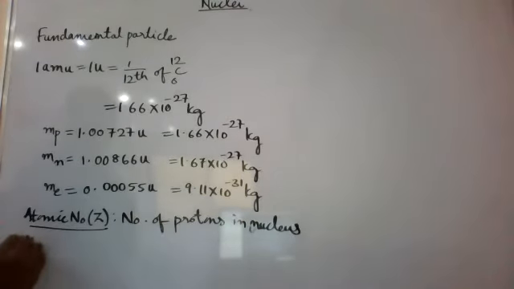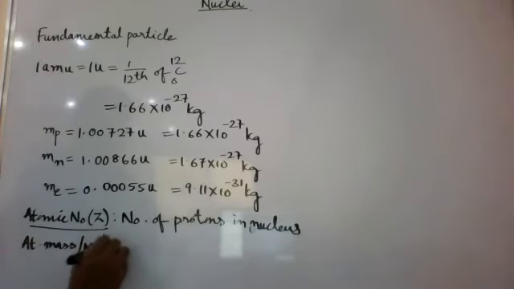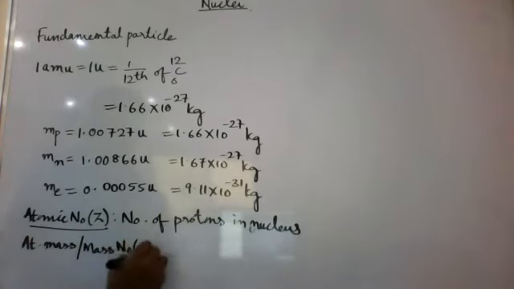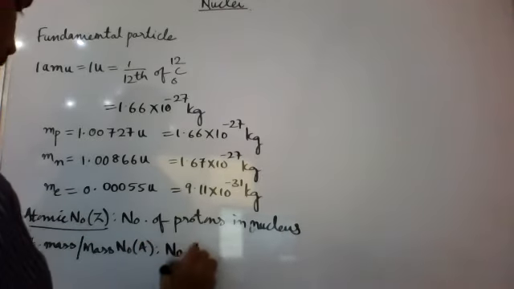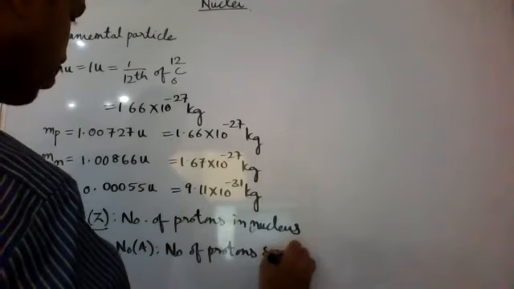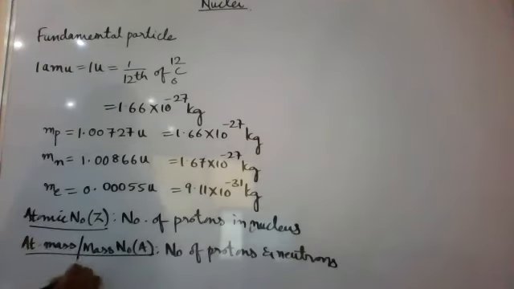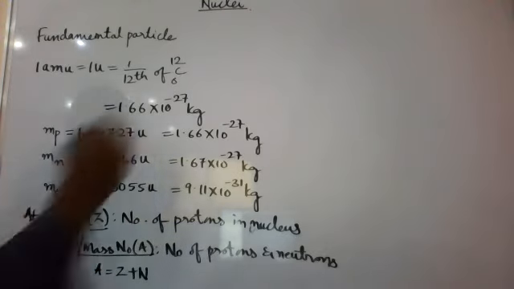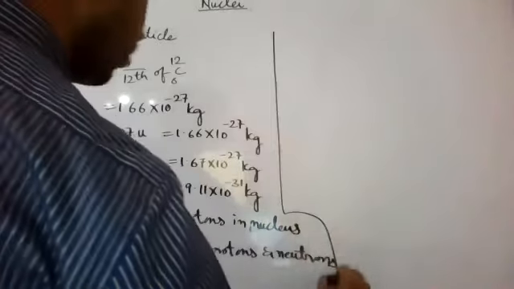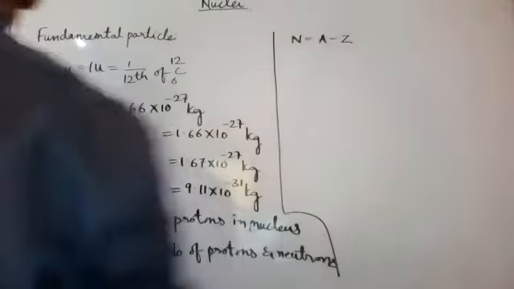The next is atomic mass or mass number. What is that? Number of protons and neutrons. The number of protons and neutrons is said to be atomic mass or mass number. So we write A equal to Z plus n. If you want to calculate the number of neutrons, n equal to A minus Z. So that is the way we can calculate.